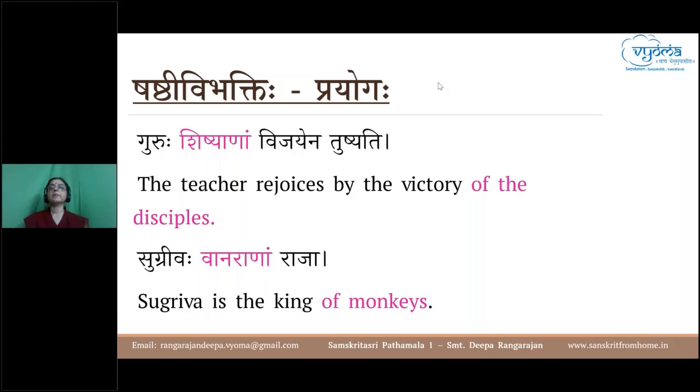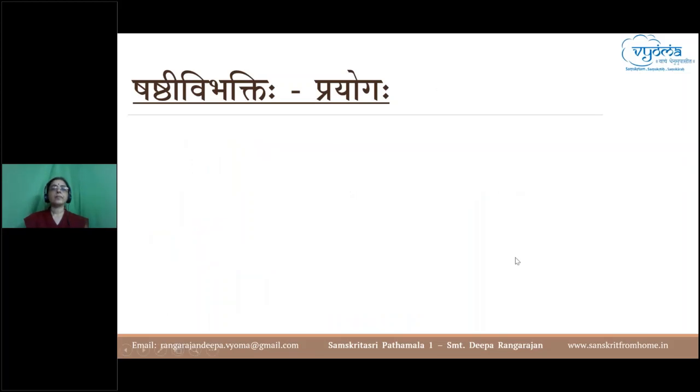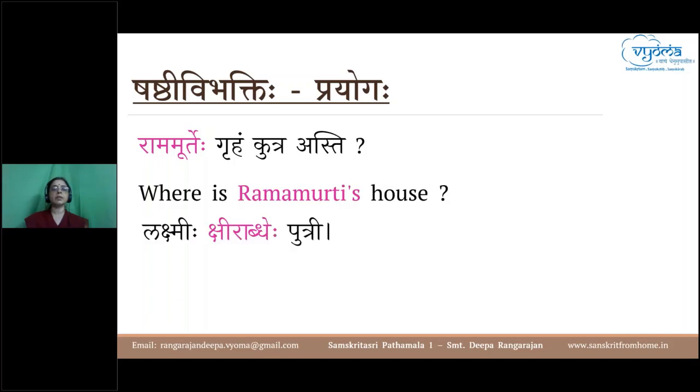Meenakshi Venkatram. Namaste, Acharya. Namaste. Rama Murtehi Gruham Kutra Asti. Yes. Where is Rama Murti's house? So Rama Murtihi is the Prathama Ekavachana Rupa. It is Ikaranta Pullinga, like what Shabda? Is it like Harihi? So it is like Ramamurtihi, like Harihi. So Harehe, similarly Ramamurtehe, Griham. Kutra Asti. Where is Ramamurti's house?